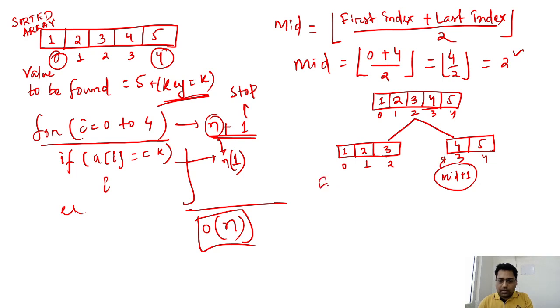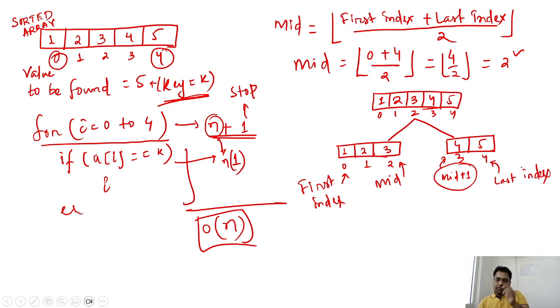This is the first index, this is your mid index, this is your last index. Clear? So first index to mid, then mid plus 1 to last index. We have to check further where exactly the number is, to find the value, or the key.